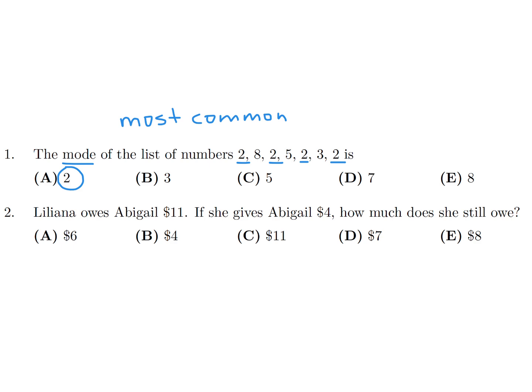Liliana owes Abigail $11. If she gives Abigail $4, how much does she still owe? So 11, we have given 4, we have $7 remaining that she must give, and therefore the answer is D.